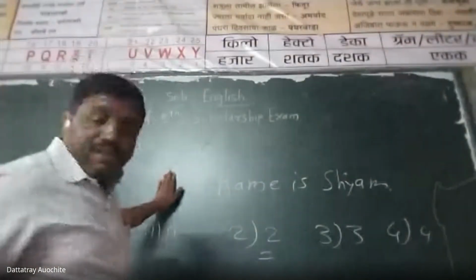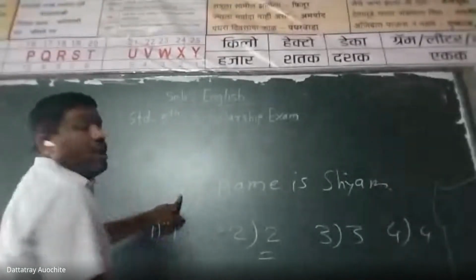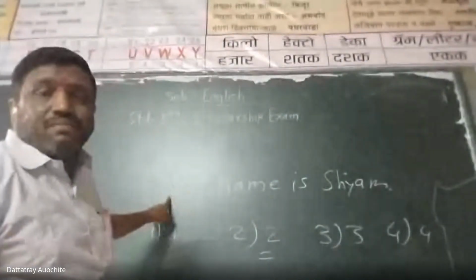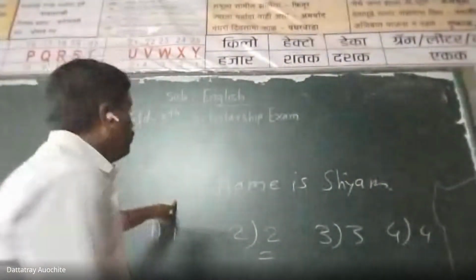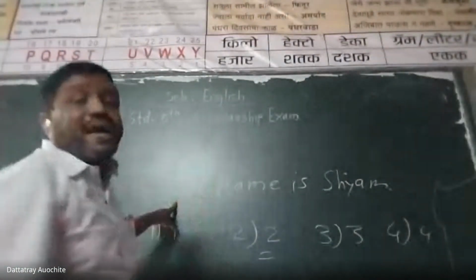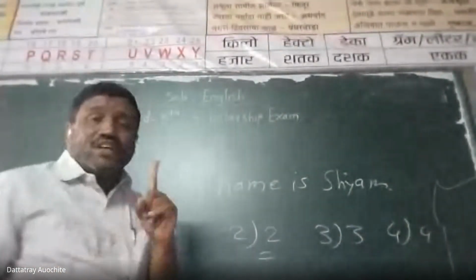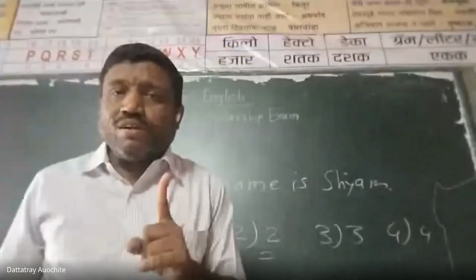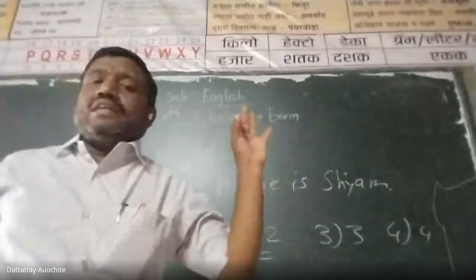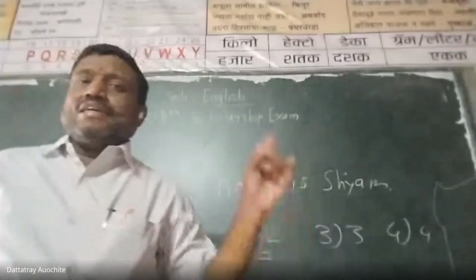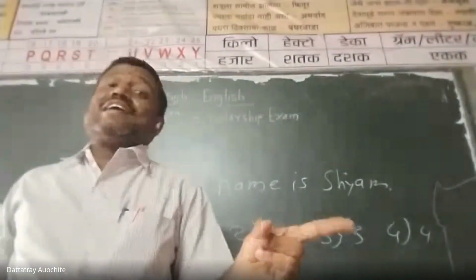And that's why, if a beginning word begins with a small letter, then it is our duty to replace it with a capital letter. This is the first rule. What is the first rule? The beginning word, the initial word in the sentence, must begin with a capital letter.